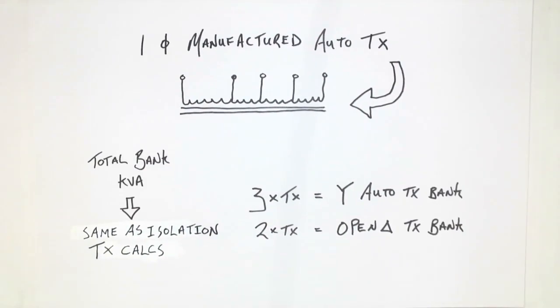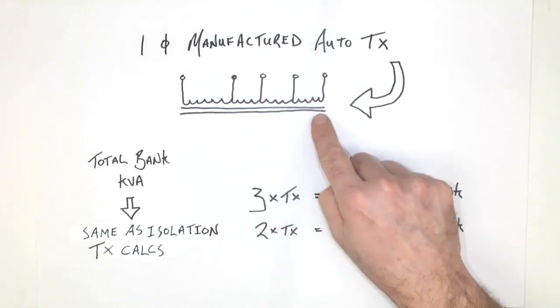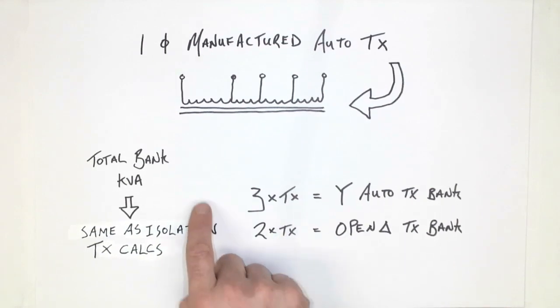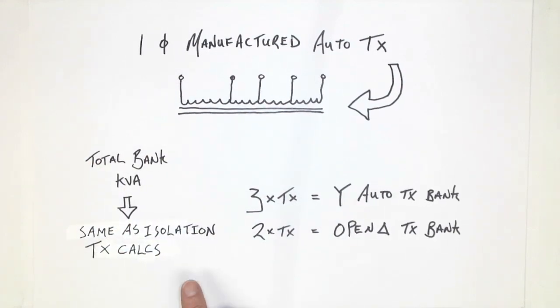A single-phase manufactured auto transformer will typically have a diagram like this. It's going to have a single winding and a whole bunch of taps, and it's going to show the core. Now, if we want to use a manufactured auto transformer in a Y auto transformer bank, then we need three of them. If we're going to connect an open delta transformer bank, we would only need two. Now, keep in mind that the total bank kVA would be calculated the same as isolation type transformer calculations that we have done with three-phase up to this point.